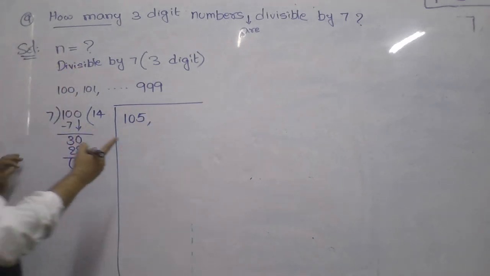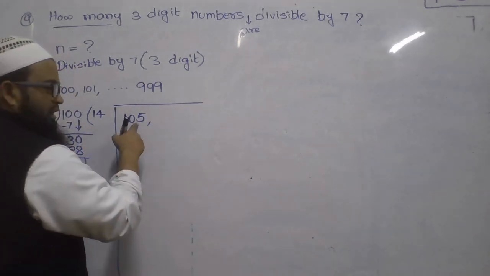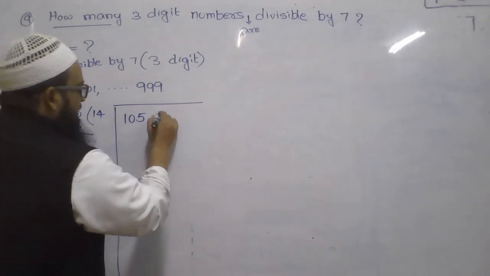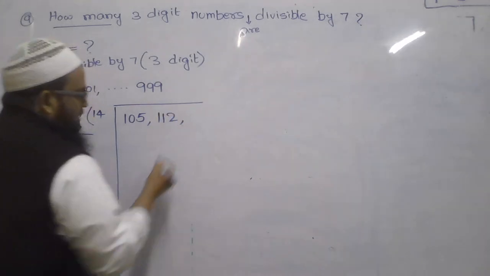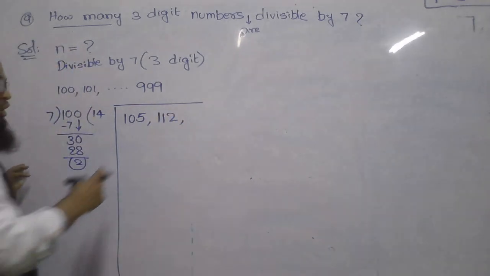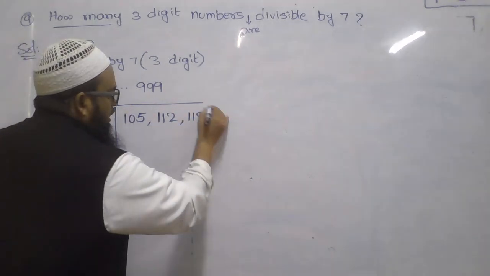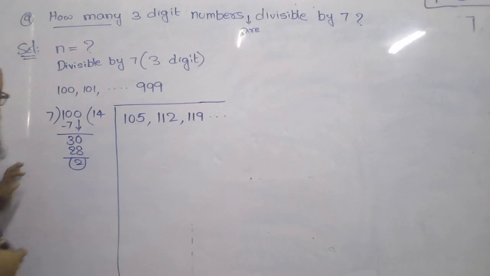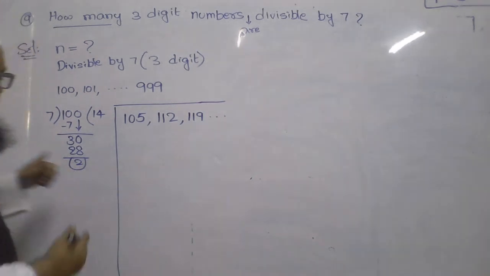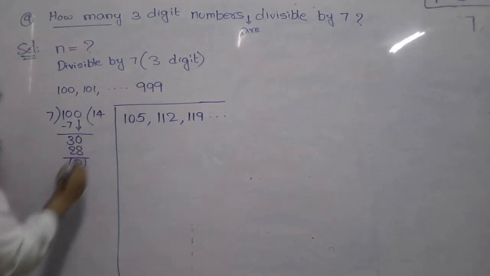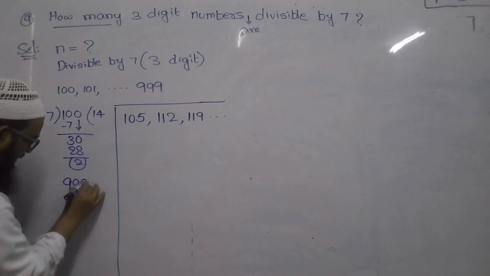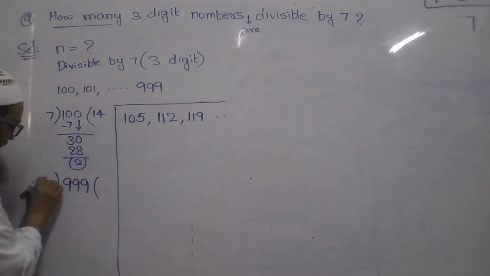What is the next three-digit number? 105 plus 7. It is 112. Is it right? So what is the next one? 119. So on. What is the last number? Do you know? You don't know. So let us see. What is the last three-digit number? 999. So now you divide with 7.